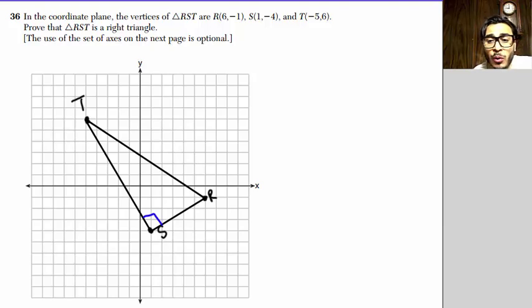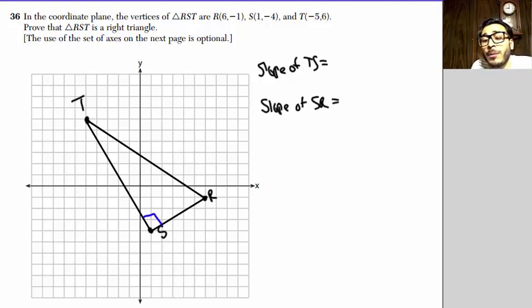And the way I'm going to do that is I'm going to prove it by finding the slope of TS, and I want to find the slope of SR. And I want these slopes to be negative reciprocals, because if they are, that would mean TS is perpendicular to SR, which would mean that angle S is 90 degrees, which would therefore mean that it is indeed a right triangle. So what is the slope of TS?